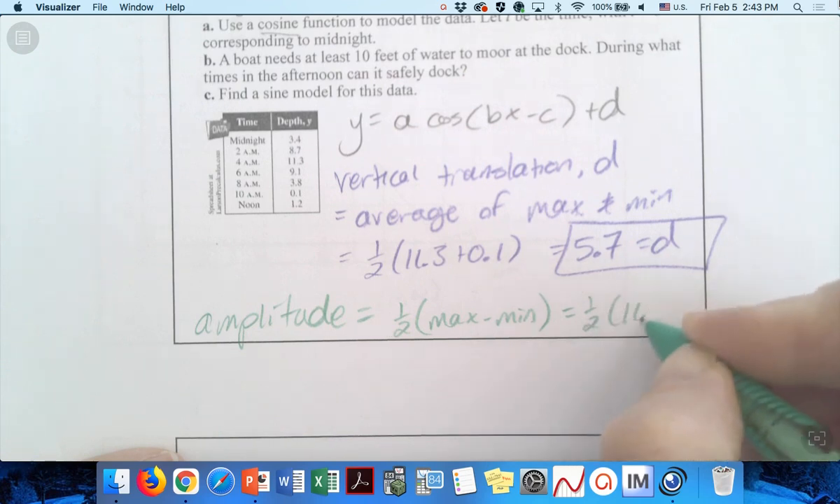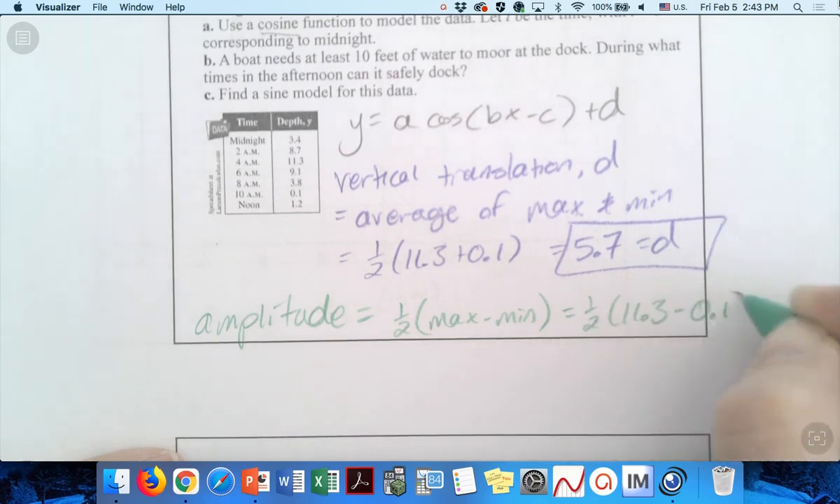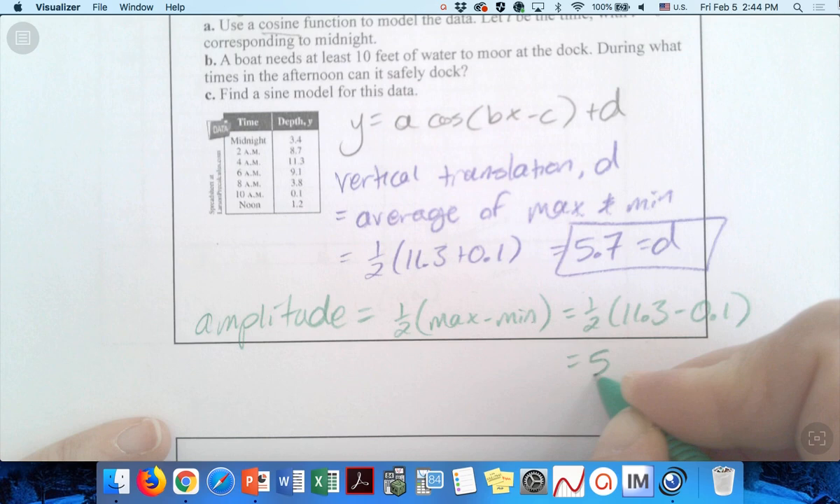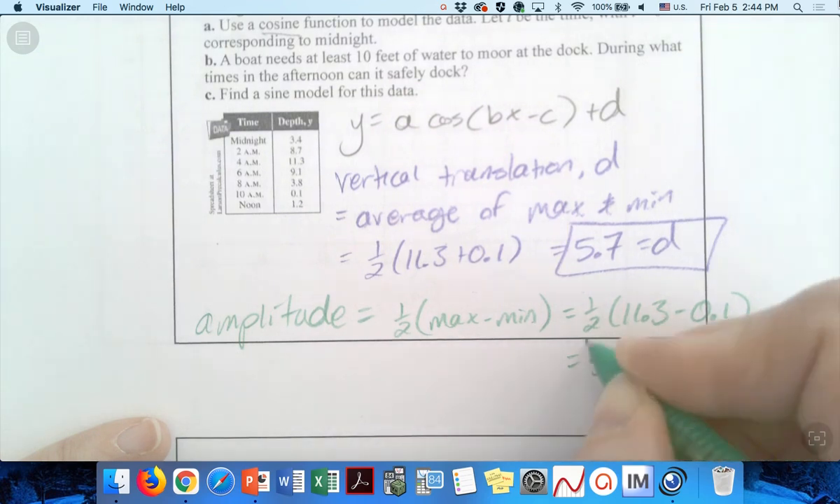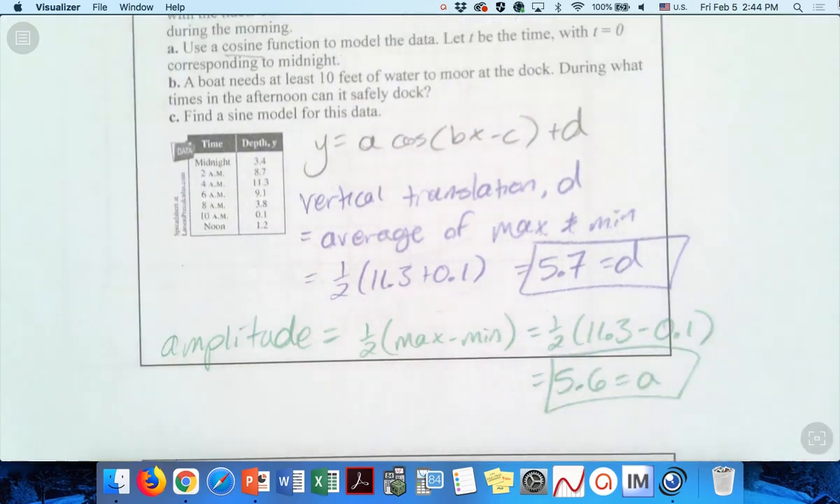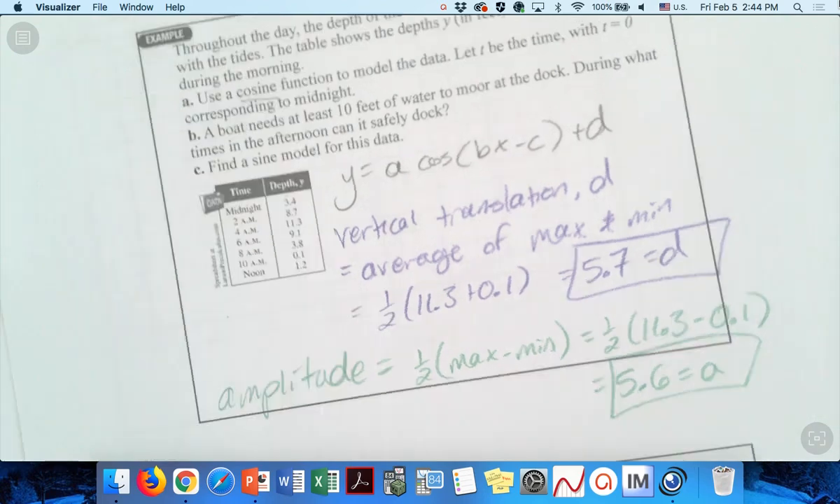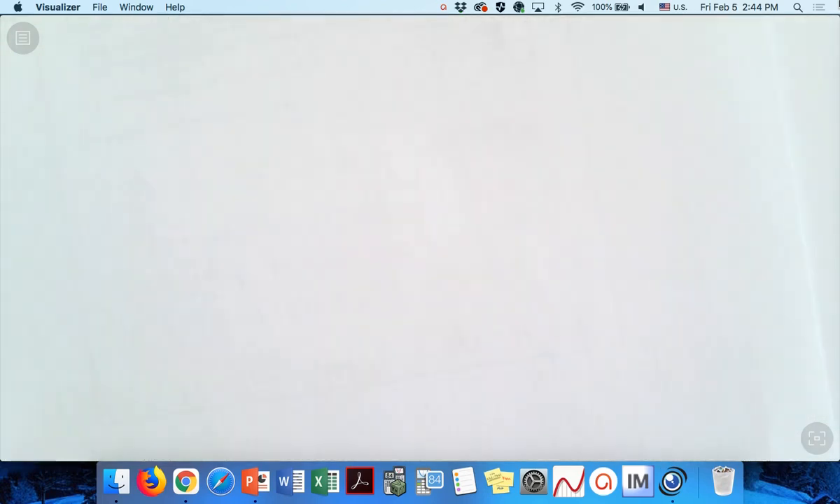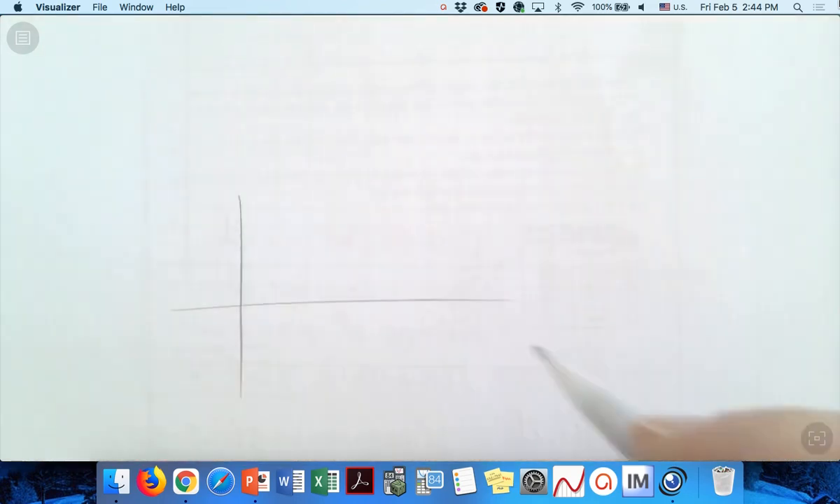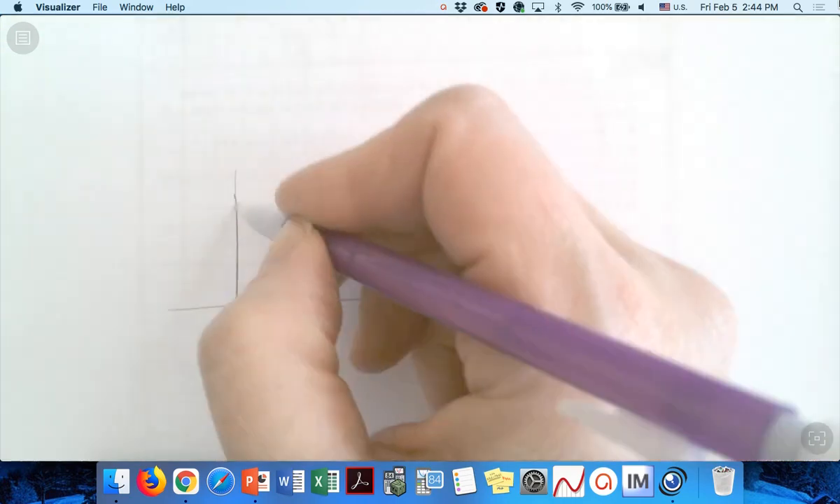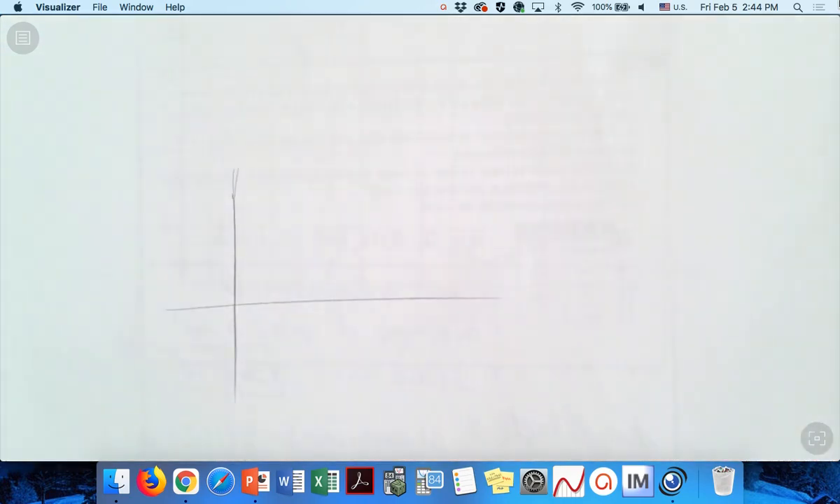So half of 11.3 minus 0.1. So 5.6 is your amplitude A. So this confused some students last class. So I want to point out that if you had a different kind of graph, it's a little confusing on this particular example because they're so close to each other, the 5.6 and 5.7. And that's because that lowest value is at 0.1.